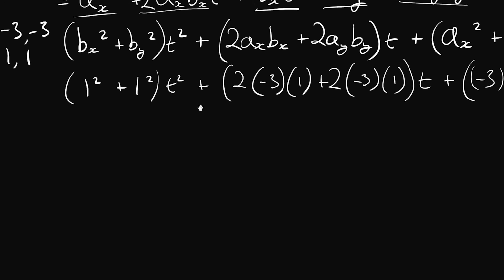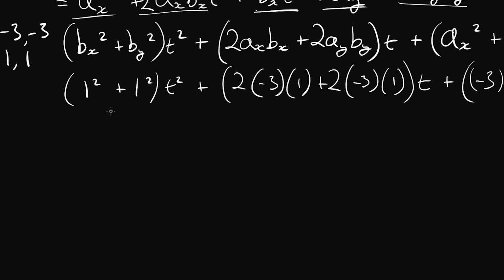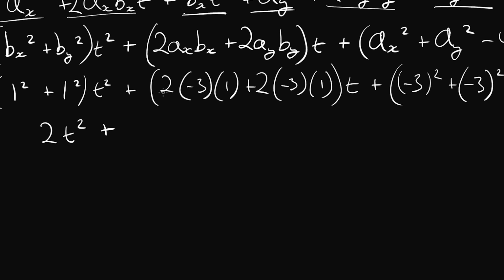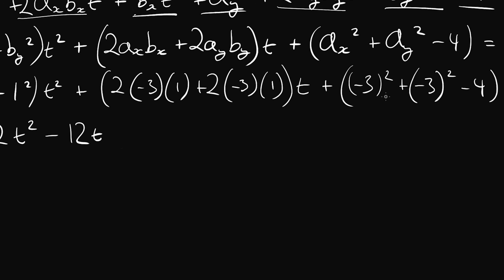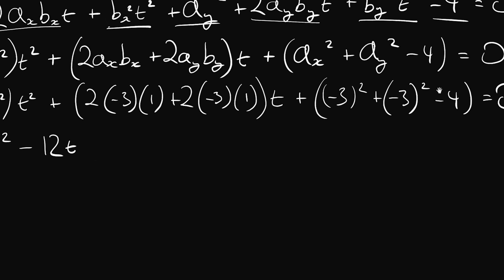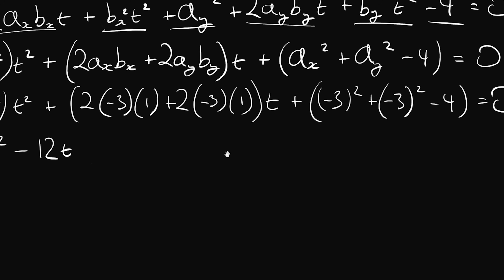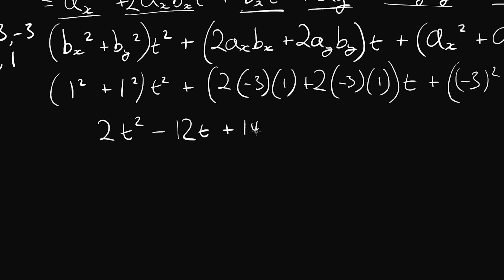Okay, now we simplify. So 1 squared is just 1, 1 plus 1 is 2. So this becomes 2t squared plus all of this stuff. So 2 times minus 3 is minus 6 times 1 is just minus 6, plus the same thing. So minus 6, which is minus 12. So let's just simplify that right now. Minus 12t plus whatever this is. So minus 3 squared is 9 plus 9 again, minus 4. So 18 minus 4, which is positive 14. Equals 0. Look at that. Much smaller and just a normal quadratic equation.